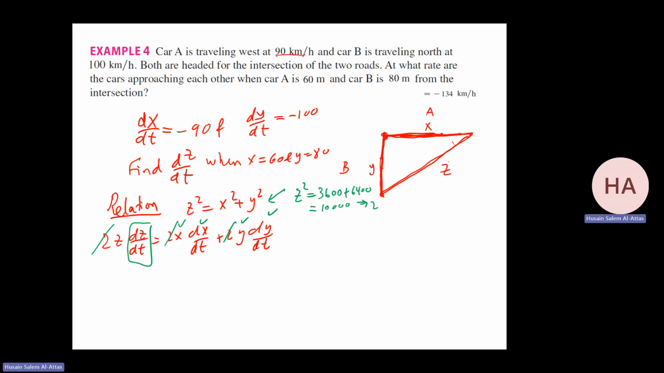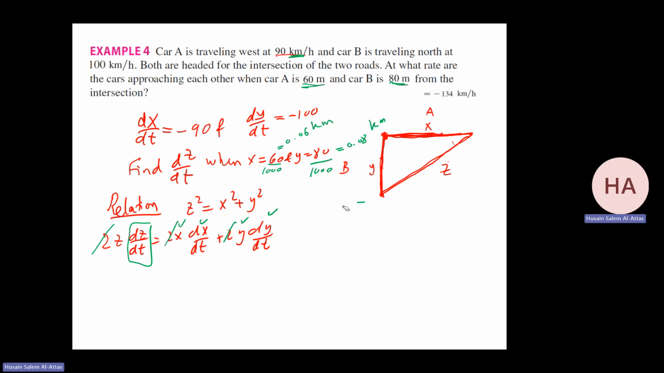So z, no, wait a minute. Be careful. This is kilometer, but this is meter. So x equals 60 over 1,000, which is 0.06 kilometer. Be careful with the unit. y is 80 over 1,000, which is 0.08 kilometer.